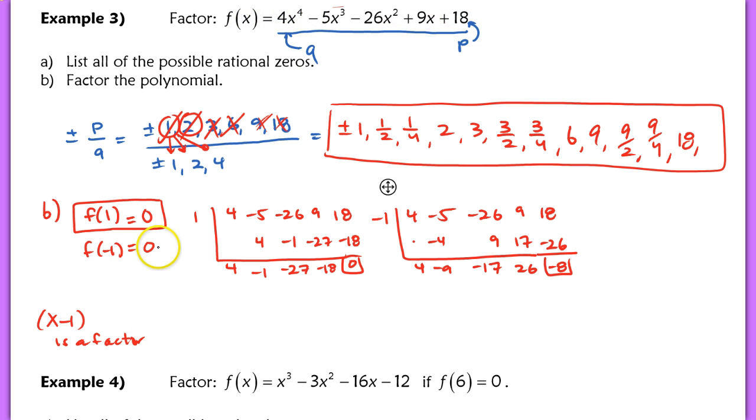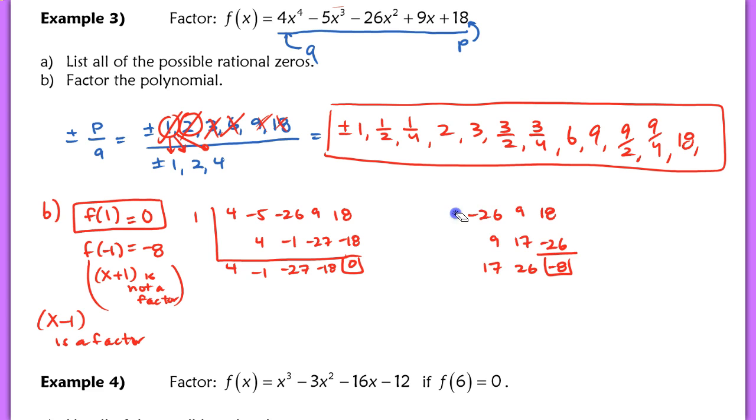Now f of negative 1 does not equal 0. Its remainder is negative 8. Because f of negative 1 is equal to negative 8, negative 1 is not a zero, which means that x plus 1 is not a factor. So you can even conclude that x plus 1 is not a factor. All right? Now, I'm going to erase this work over here.